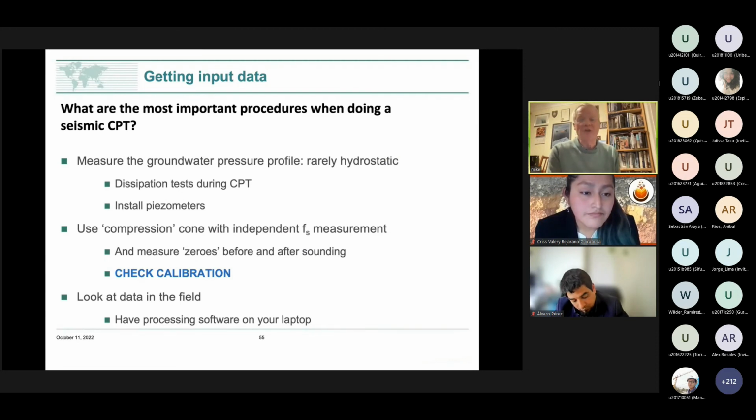But whatever you do, you must document the groundwater pressure profile at the time of your CPT testing. And don't forget, you can always install push-in piezometers. You might want to put a few of those in place.